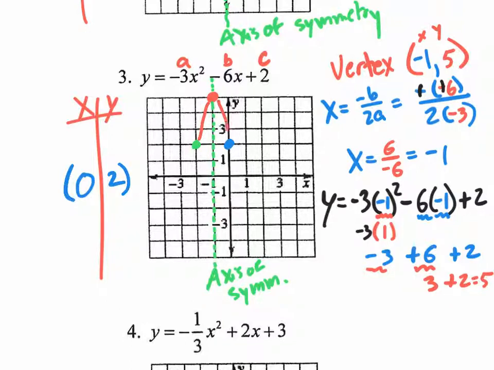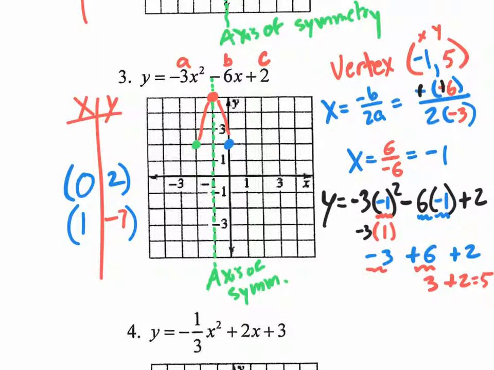Now, of course, you want to make that parabola a little bit bigger. So what other number would be good to plug in? 1 would be excellent. Let's plug in a 1. 1 squared is 1. 1 times negative 3 is negative 3. 6 times 1 is 6. Negative 3 minus 6 times 1 is 6. Negative 3 minus 6 is a negative 9. Negative 9 plus 2 is negative 7. So when I plug in a 1, I get out a negative 7.